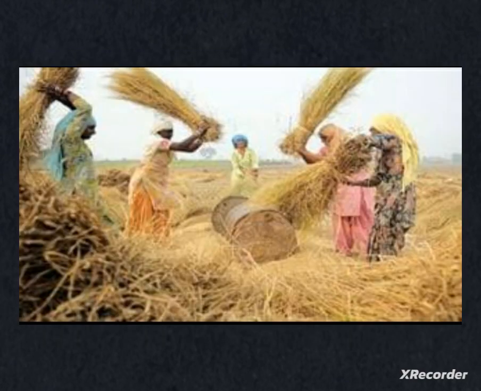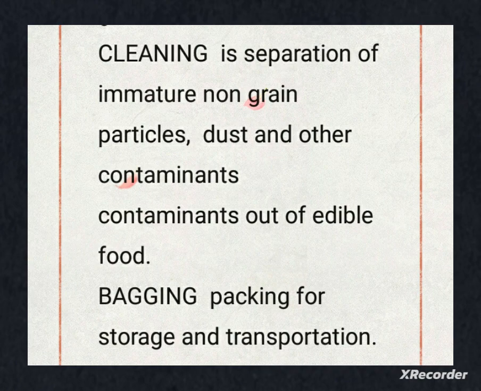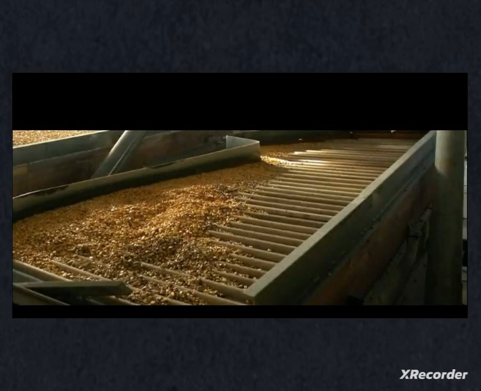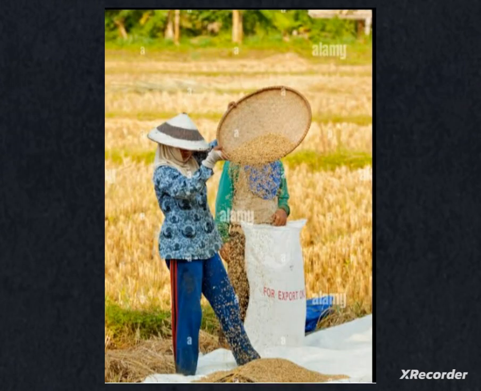Threshing is the process of separating the food grains such as paddy, wheat, etc. from the rest of the cut crops. Now, cleaning. Cleaning is an important step in the harvesting process which includes the separation of immature non-grain particles, dust and other contaminants out of edible food grains. The last step is bagging. The final step in the harvesting process is bagging for storage or transportation. So these were the stages in the harvesting process.